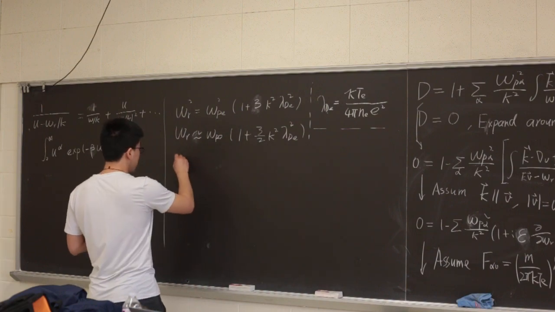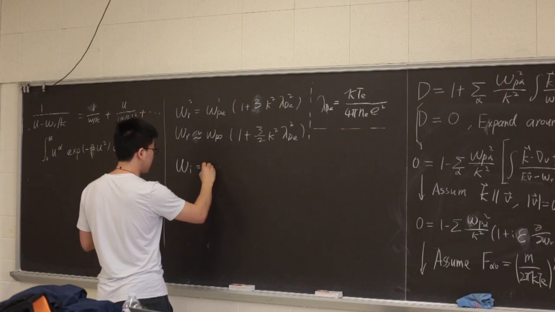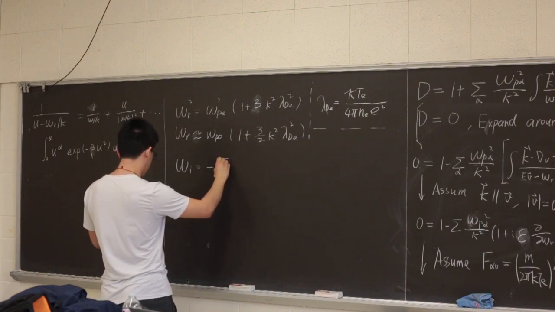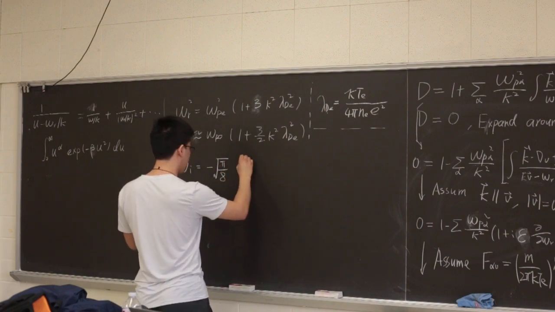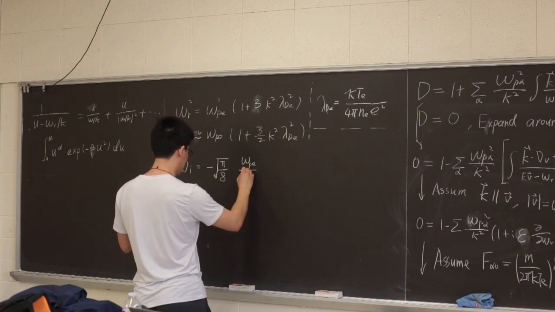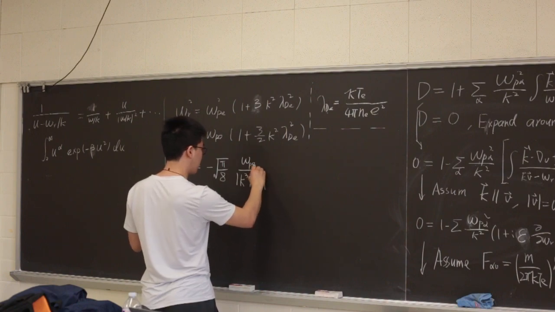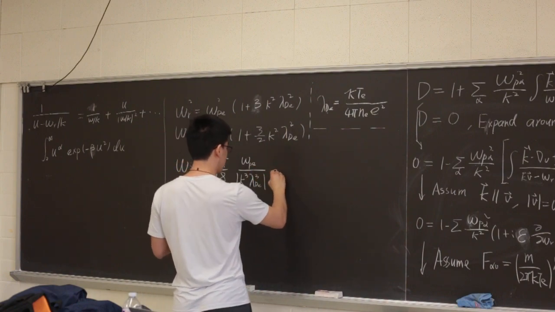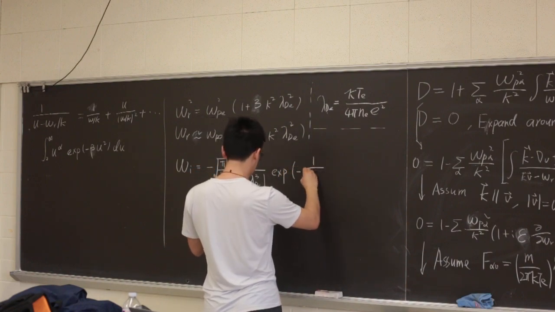But the interesting part is omega_I. We have negative pi to the power A omega_pe over k cubed lambda_D cubed exponential of -1 over 2 k squared lambda_D squared.